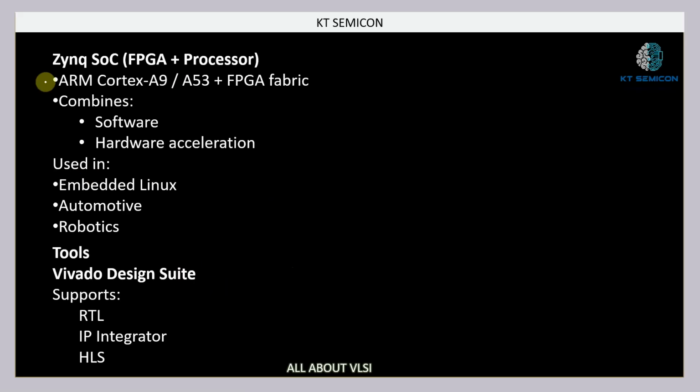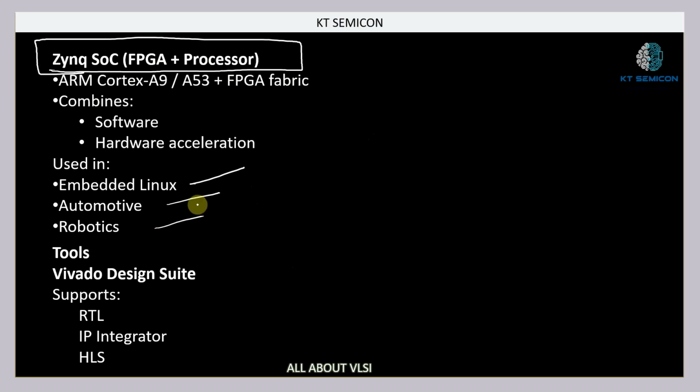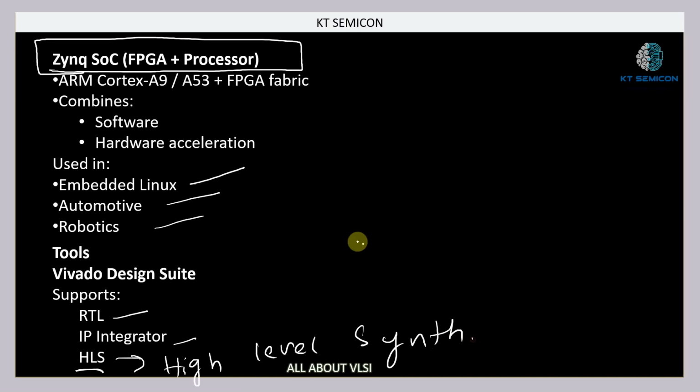And we have Zynq based FPGAs. This is what we are focusing on more, because we have this particular board with us. We are going to discuss this Zynq architecture in more detail, where we can use it for embedded Linux, automotive and robotics also. It also supports RTL, IP integrator, and HLS. HLS basically stands for high level synthesis, where you convert your C code into RTL code. That is nothing but high level synthesis.